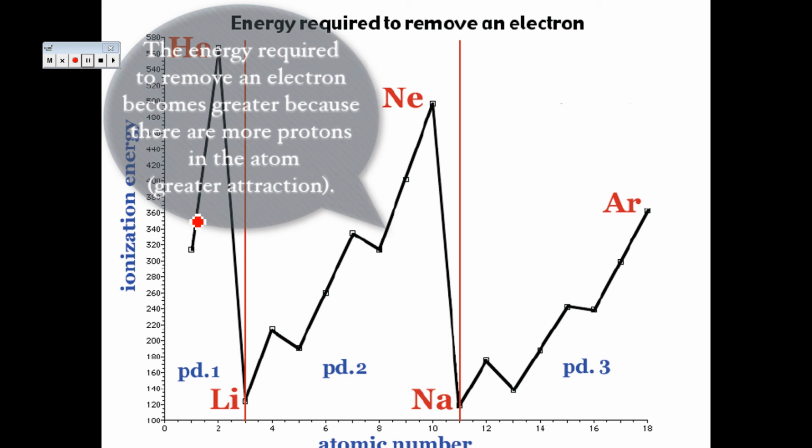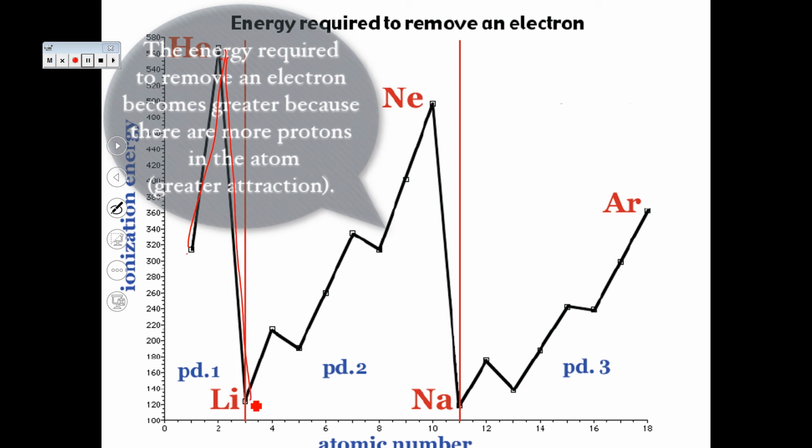So here we have the atomic number on the x-axis, the ionization energy on the y-axis. Notice for hydrogen and helium, as you go across a period, the radius is getting smaller. There's a stronger attraction between the protons and electrons. The ionization energy increases. Okay, it is harder to remove an electron from helium than it is from lithium. Then there's a dramatic drop between helium and lithium.